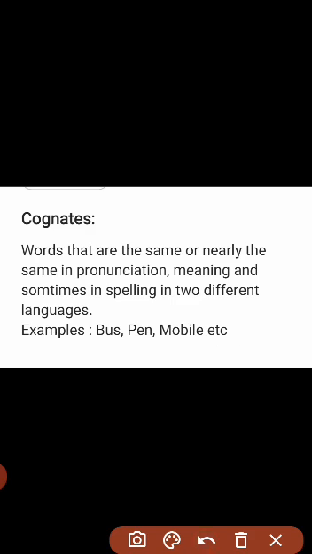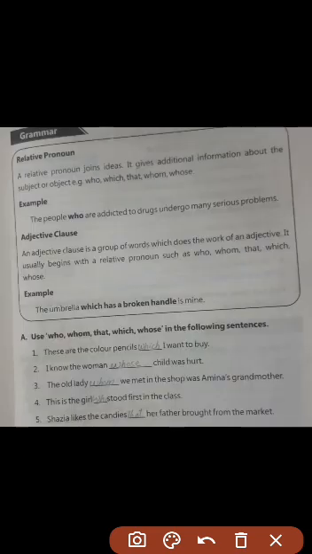Now dear students, you have to make a list of at least 10 cognates, or any cognates you can find from the text of the lesson, and write it down. So this is your home task. By taking help from these examples and the definition that I have told you, you may find the cognates from the text of the lesson.